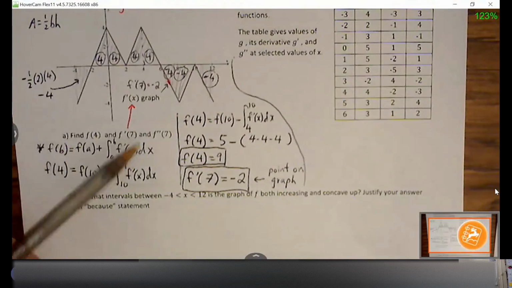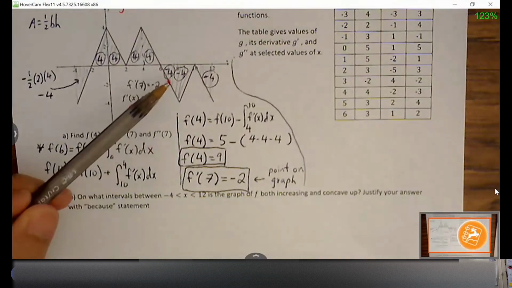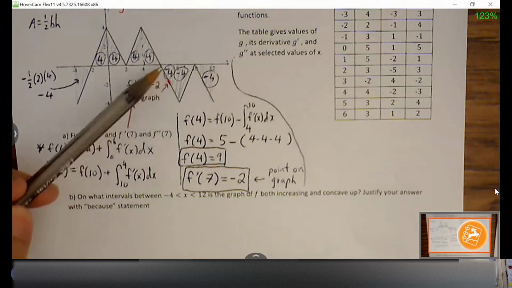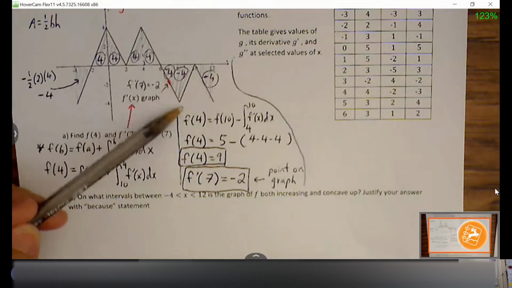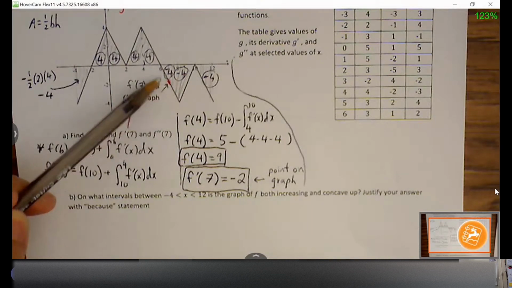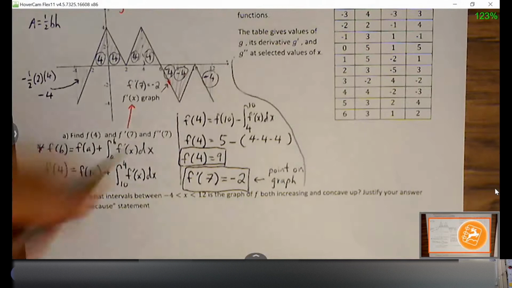Okay, next part, we want to find f double prime of 7. So f double prime of 7 is not going to be a point on the graph, but the slope of the f prime graph at this point. Now this is going to be a straight line here. And we talked about how the slope was -2. So if I just pick any point on this line segment, I'm going to see it's just going to line up nicely with the slope.